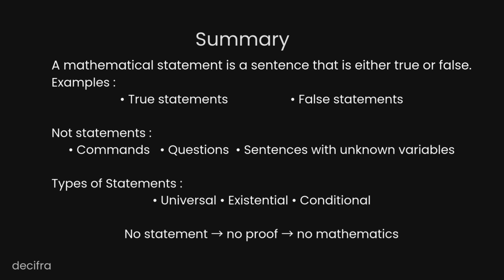Now let us wrap it up. A mathematical statement is a sentence that is either true or false. If the truth or falsity cannot be determined, then it is not a mathematical statement. The most common types are universal, existential, conditional. These forms are the foundation of proofs and modern logic.